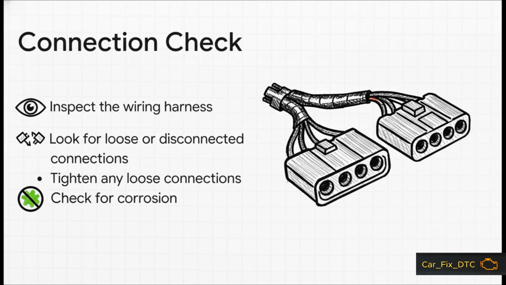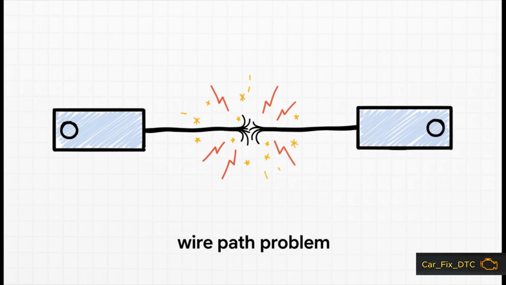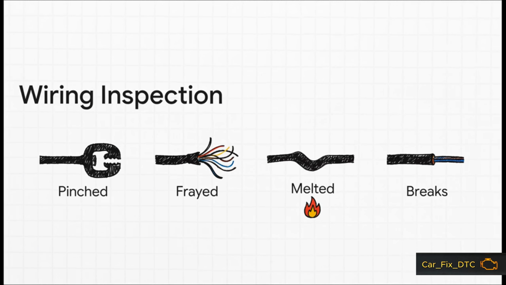Give the connections a little wiggle. If anything feels loose, tighten it up. Also, keep an eye out for any of that green or white crusty stuff. That's corrosion, and it's an absolute communication killer. All right, if all the connections are snug and clean, our next move is to investigate the wiring itself. The connection point might be perfectly fine, but the wire running between the components could be the real problem. For this step, you're going to want to trace the wiring harness and look for any kind of physical damage. Has it been pinched or frayed, or maybe even melted against a hot part of the engine? Check really closely for any cuts or breaks. If you find any damaged wiring, it has to be repaired or replaced to get that communication link working again.